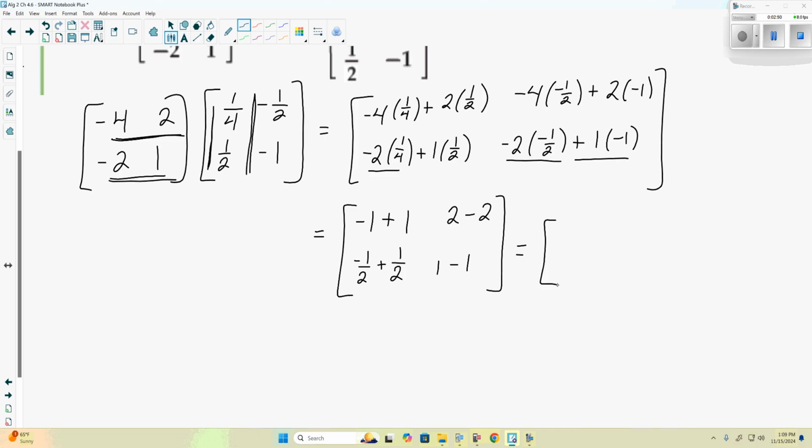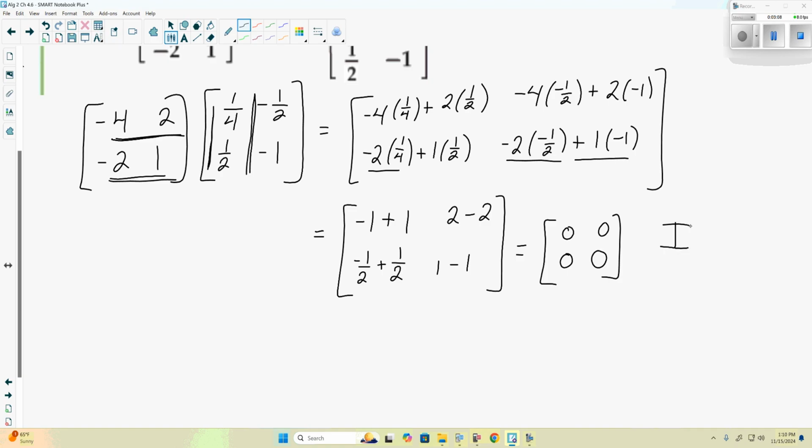At this point, negative 1 plus 1 is 0. 2 minus 2 is 0. Negative 1/2 plus 1/2 is 0. And 1 minus 1 is 0. So the matrix this gives us is 0, 0, 0, 0.